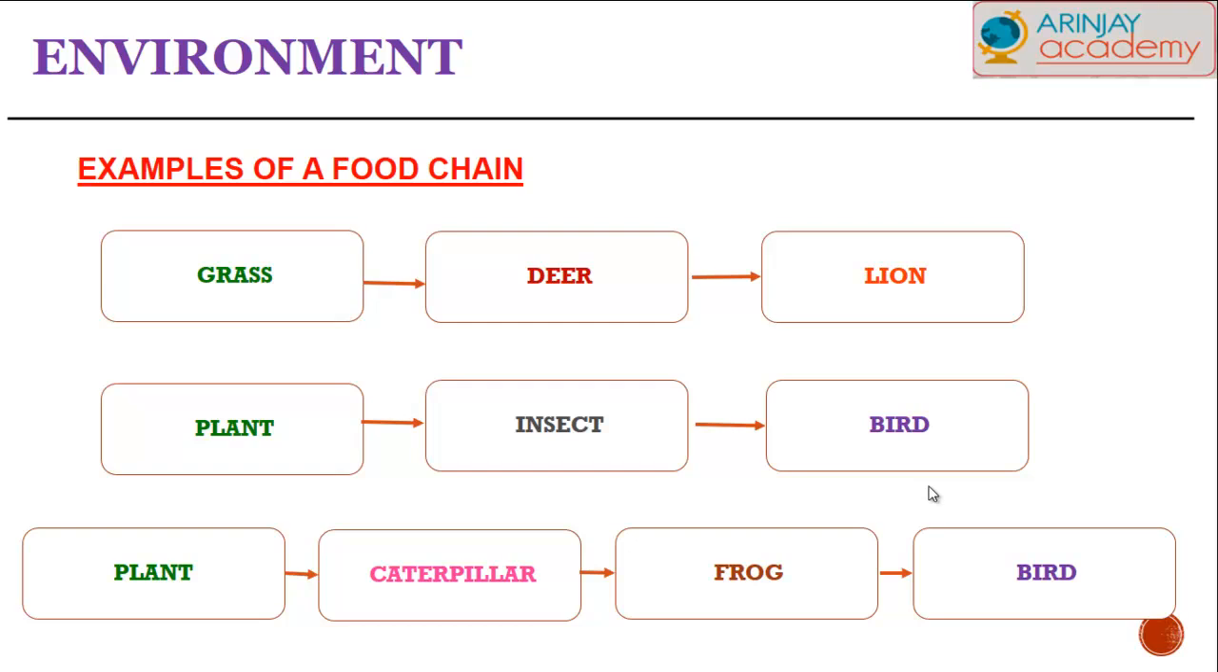So you have producers to consumers. At the same time, the plant, as we said, is the producer. Without the plant, no energy transfer can take place to the caterpillar, to the frog, or to the bird.